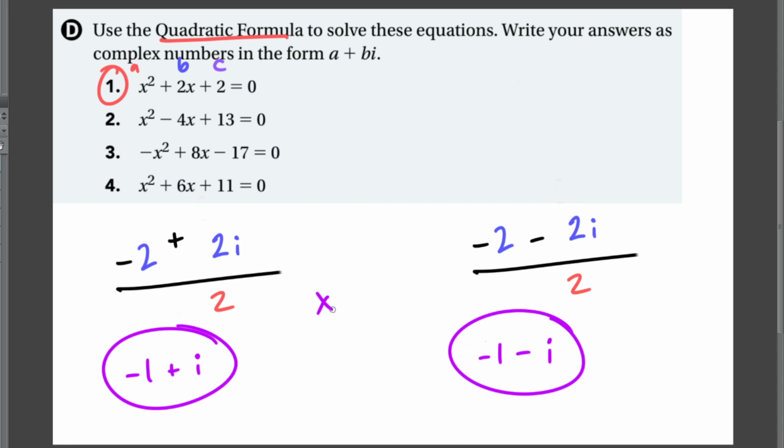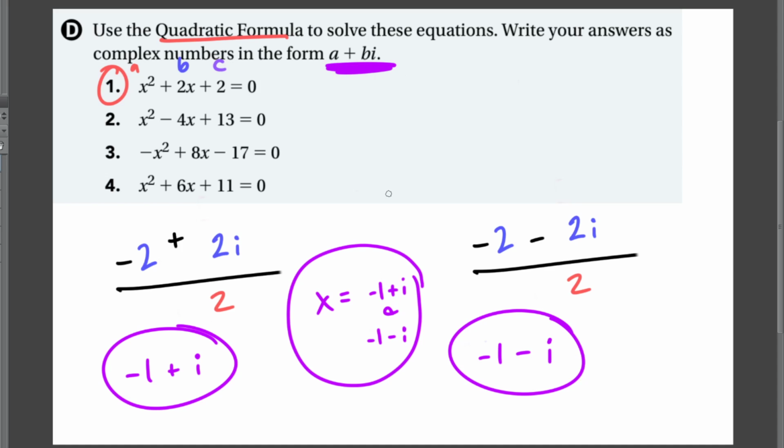So I say x is equal to -1 plus i and -1 minus i. Ba-bum. And there's my answer in the form a plus bi. This is my a. The b is a 1 because there's nothing in front of the i right now. And then that's my i. So it is all set. That's my final answer. x is equal to -1 plus i and -1 minus i.